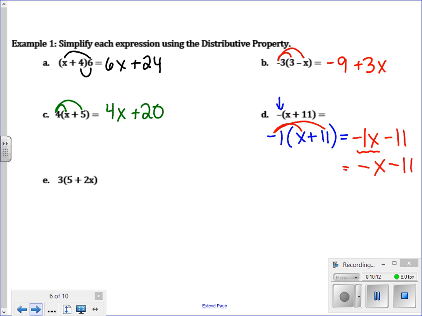Finally, in E, I distribute the 3 to the 5 first, which is 15, and 3 times 2x. I multiply the coefficients 3 and 2, which gives me plus 6x.